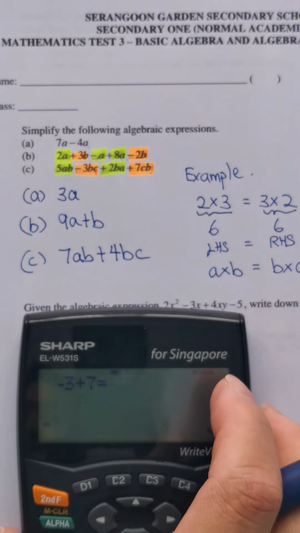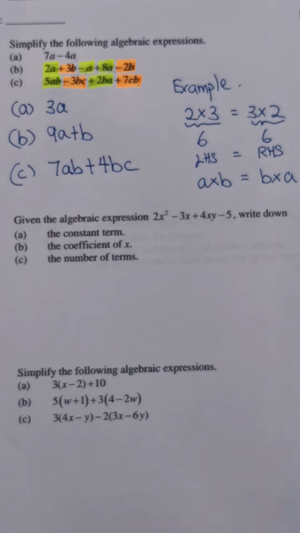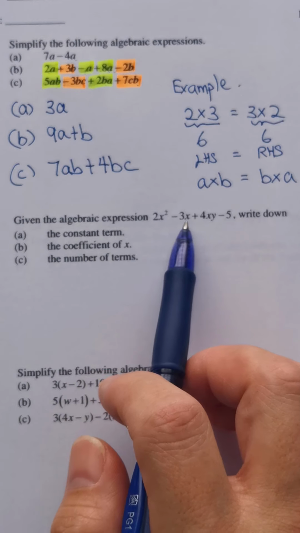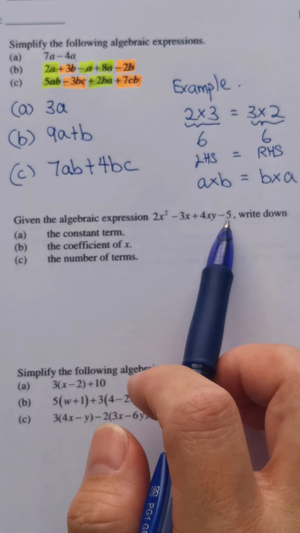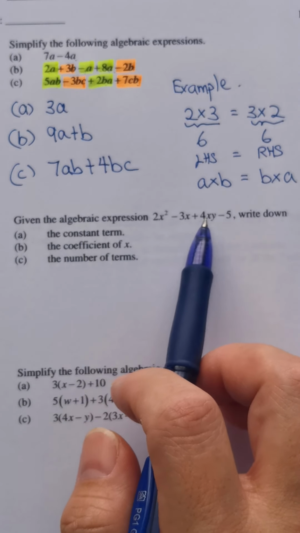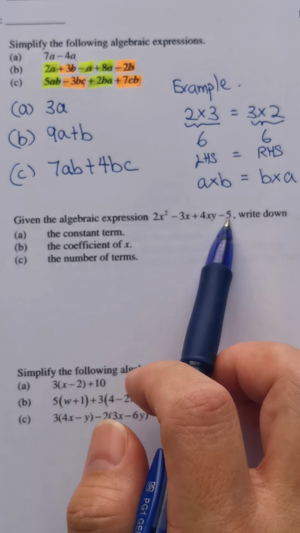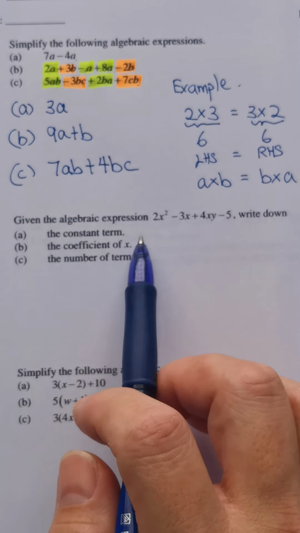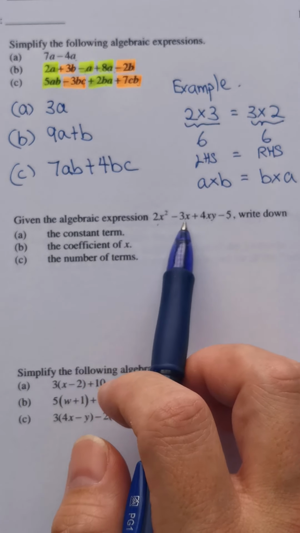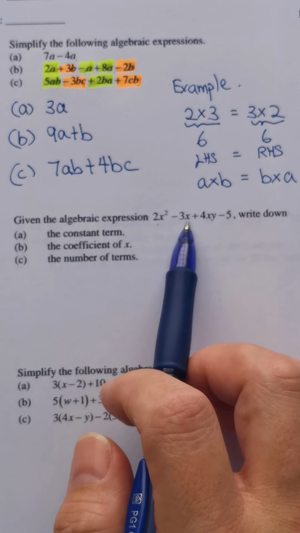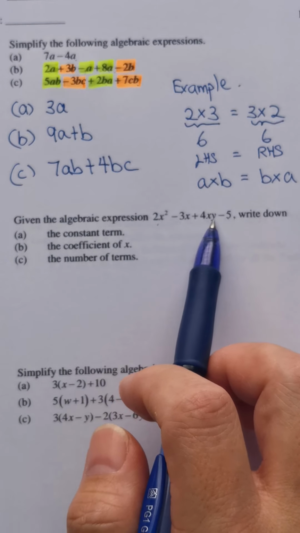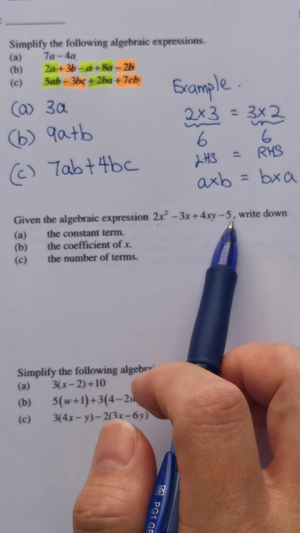Next, we go to question number 2. Given the algebraic expression 2x squared minus 3x plus 4xy minus 5. We notice that there are 4 terms. We are going to write down the constant term. The first one is not a constant because we have a variable here. The second one is also not a constant because it has a variable. The third term is not a constant because it has variables x and y. The last term doesn't have any variable.